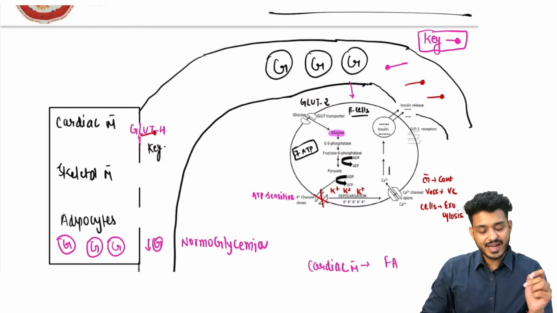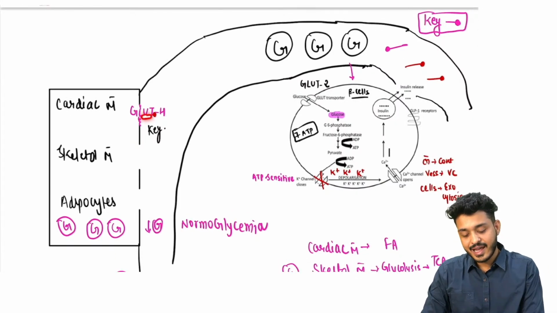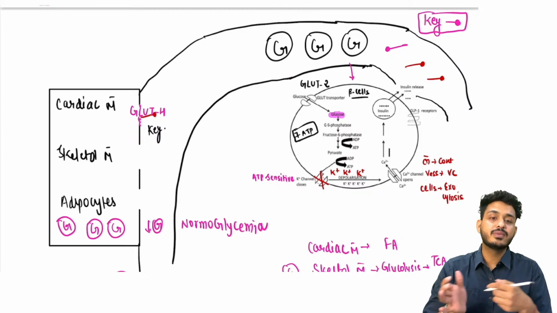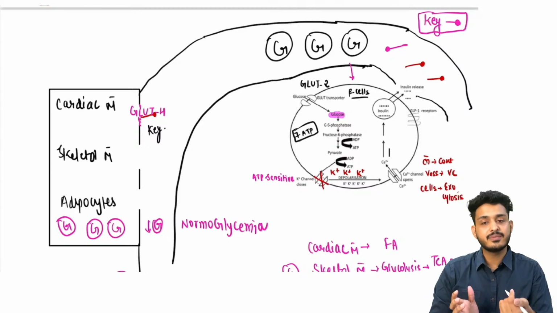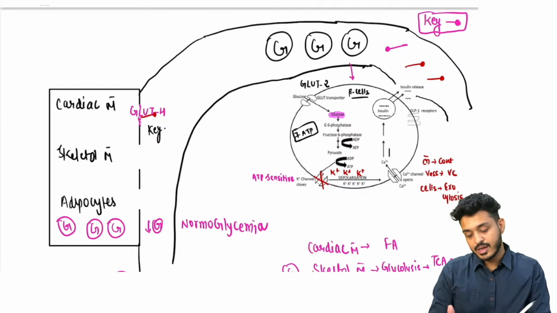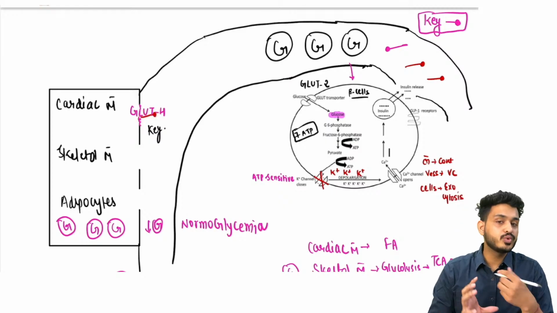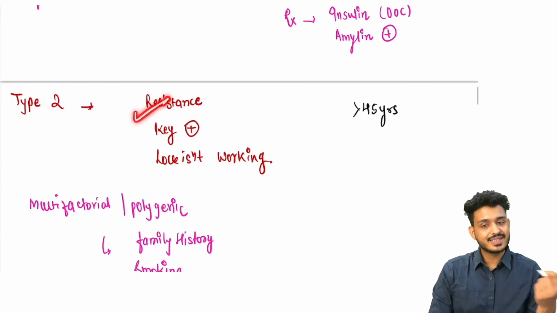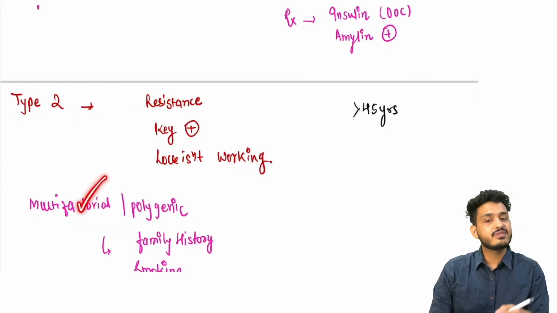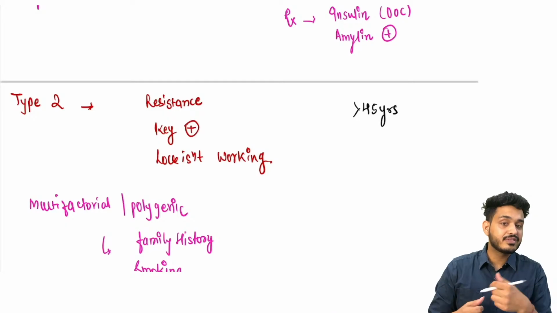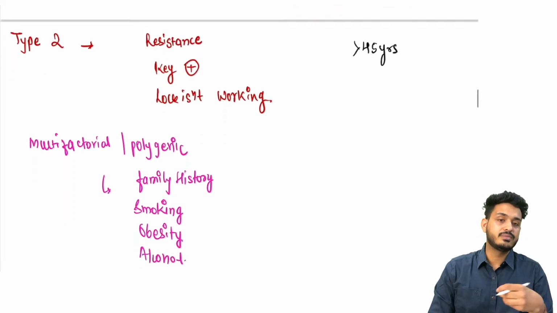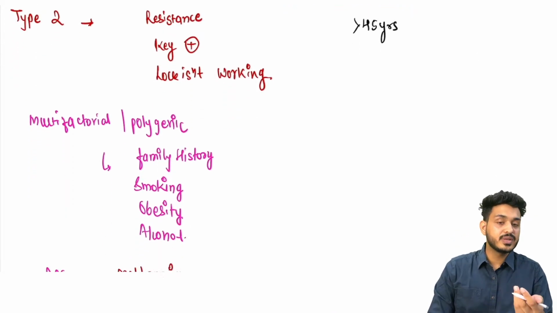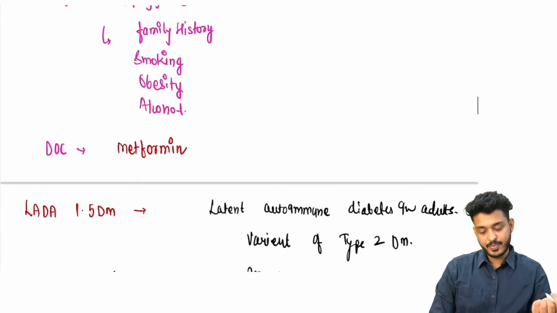Second problem we are having is what? We are having the key, but this key is not opening the lock. Sometimes we can have this lock jam situation, right? So this is going to be type 2 diabetes. For type 2, you can remember R, the resistant type of diabetes. It is going to be multifactorial. The patient is sick, has a family history, has bad habits, is obese, right? All these symptoms can be there, right?